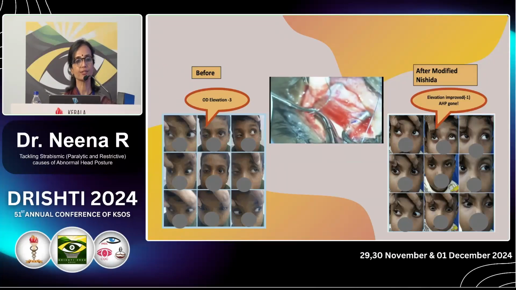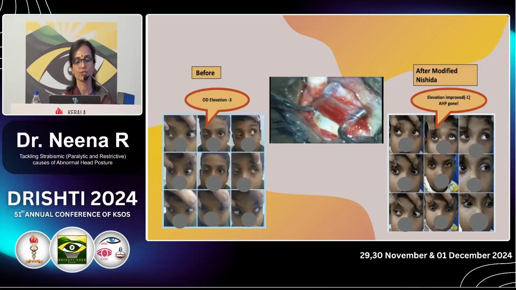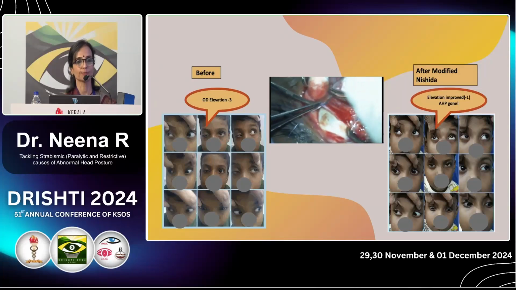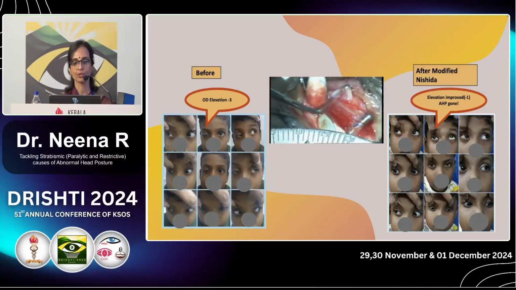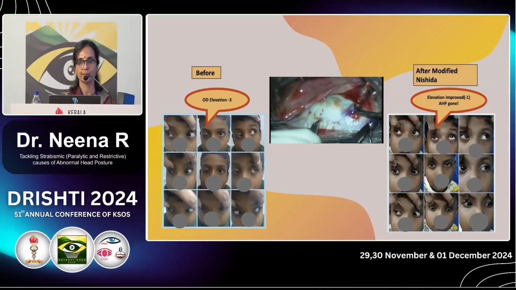So in Nishida, there is no tenotomy, no disinsertion surgery, in which you take bites with non-absorbable sutures from the horizontal recti and transpose it to the superolateral and supromedial scleral compartments.